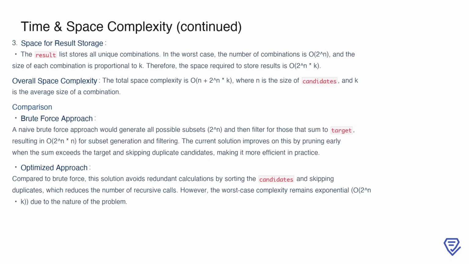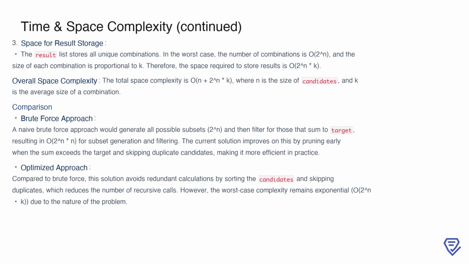Another major contributor to space usage is the result list, which stores all unique combinations. In the worst case, the number of combinations is 2 to the power of n, and since each combination has an average size of k, the total space required for the result list is 2 to the power of n*k. Combining these factors, the overall space complexity is n plus 2 to the power of n times k. This means that both the recursion stack and the result storage play significant roles in determining the memory requirements of the solution.